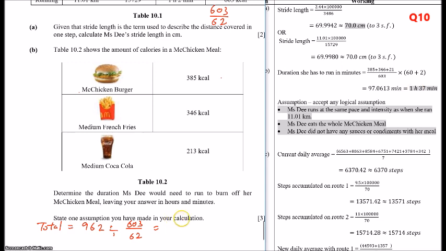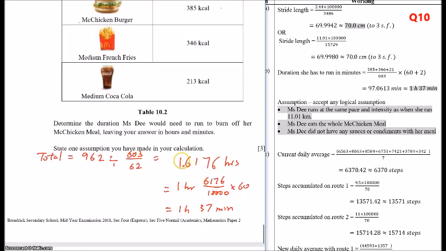So after you divide by 60, you're going to get this. So you're going to get this hours. And again, we need to convert this into minutes. So what we do is this one becomes 1 hour, and we're looking at 0.6176. So I take this divided by 10,000 times 60 minutes. I'm going to get 37 point something minutes, and then I'm going to round off to 37 minutes.